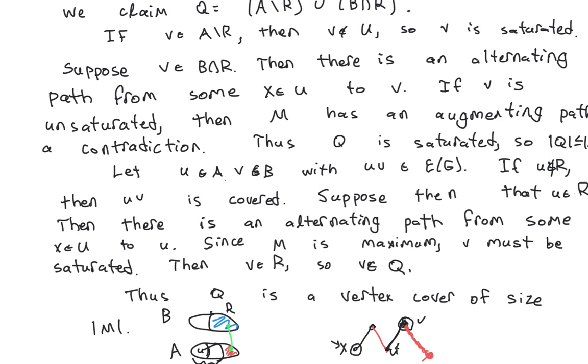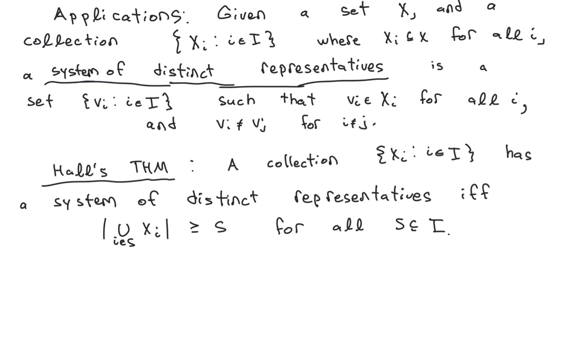But more importantly, since V is an endpoint on an alternating path, V is also in R. And it's in R intersect B, so it is in Q. Thus, Q is a vertex cover and has to have the same size as the maximum matching. Finally, we're going to end with some applications.